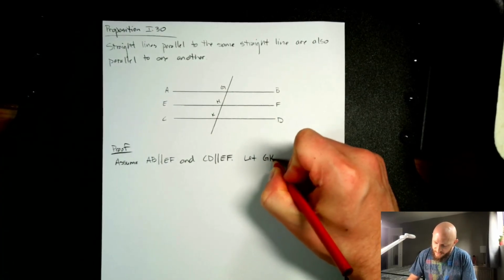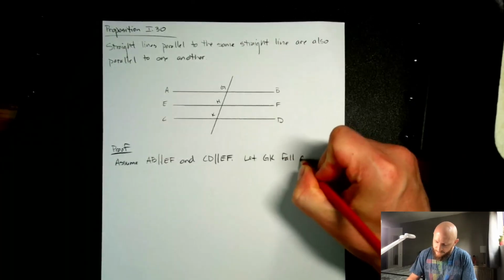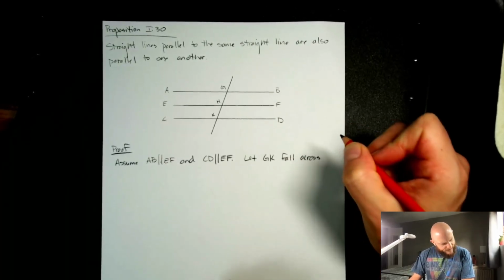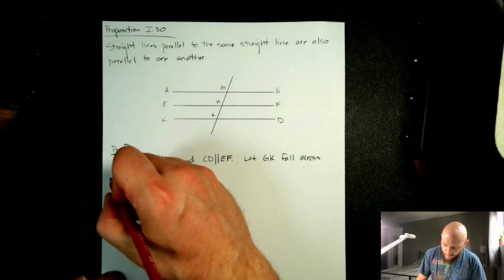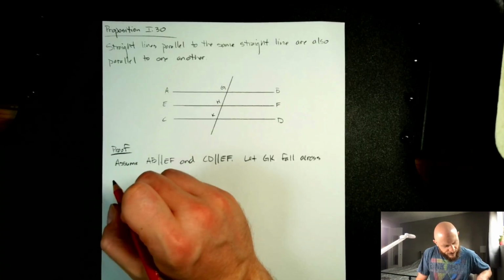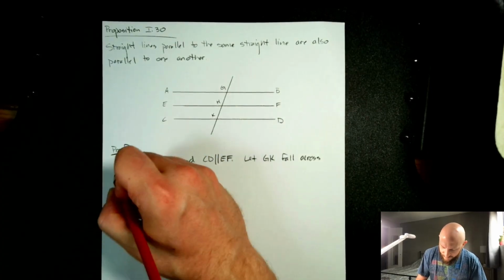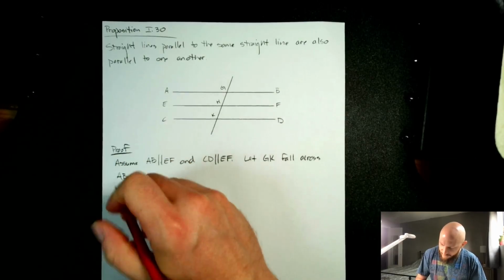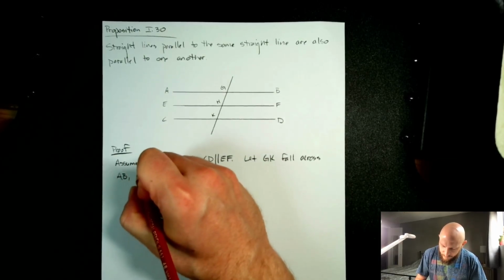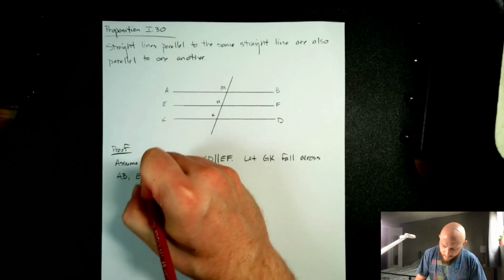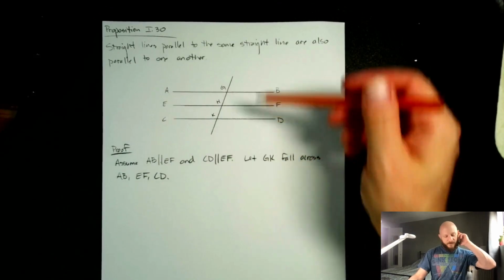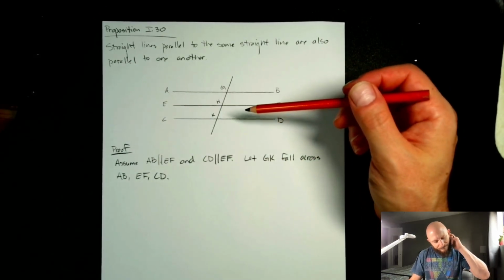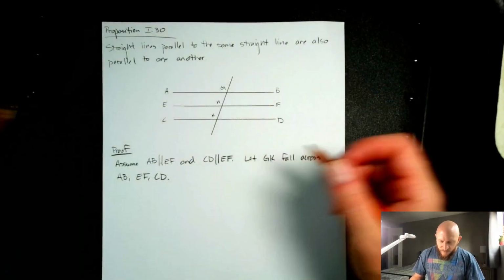Let GK fall across all of them. So he says, let the straight line GK fall upon them, but maybe I'll be a little bit more explicit. It's going to fall on AB, EF, and CD. I'll just write it that way since that's kind of the way that the lines are written from top to bottom. Well, what do we know then?